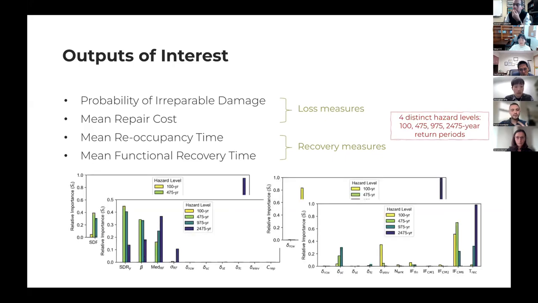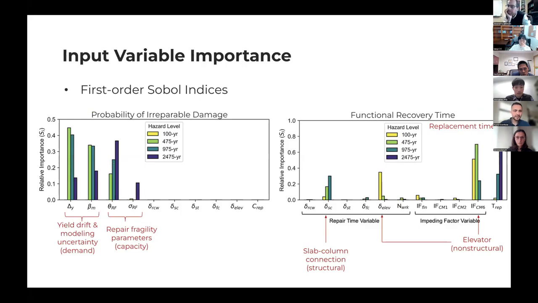By doing that, we can get different indices at different hazard levels for all of these outputs of interest. But for the sake of time, I'm just going to highlight 2 of these outputs, to show how this could look and how this can inform our modeling and analysis assumptions. For example, in this case, I'm showing the first order Sobol indices for the probability of irreparable damage and also functional recovery time.